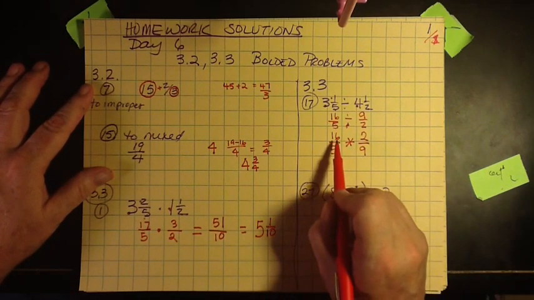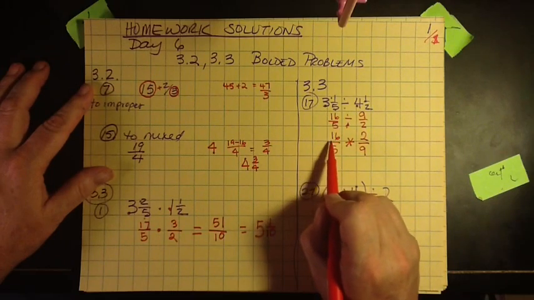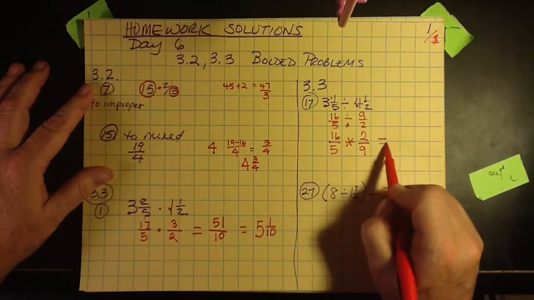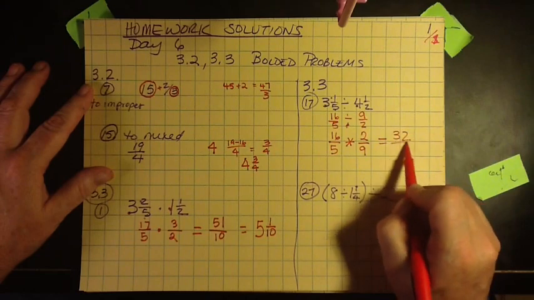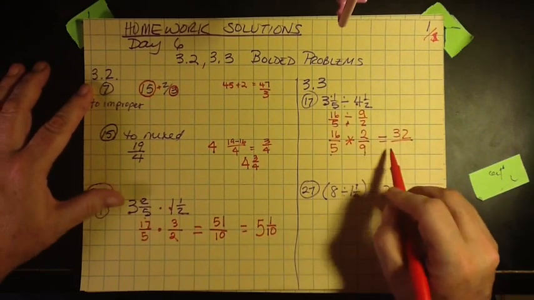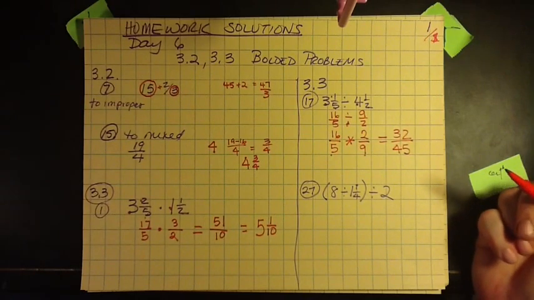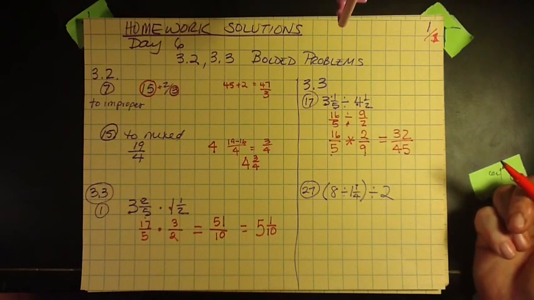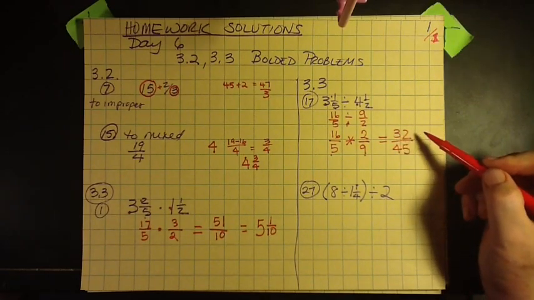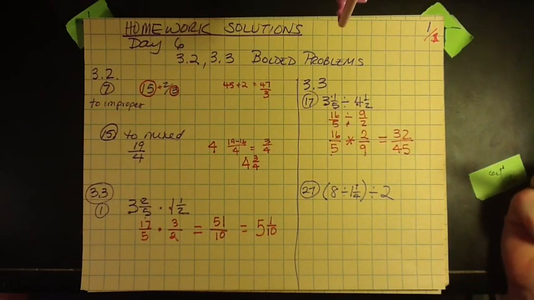Now again I'm going to just multiply across. 16 times 2 equals 32. 5 times 9 equals 45. This is not an improper fraction. It's a normal fraction, and I cannot reduce it.